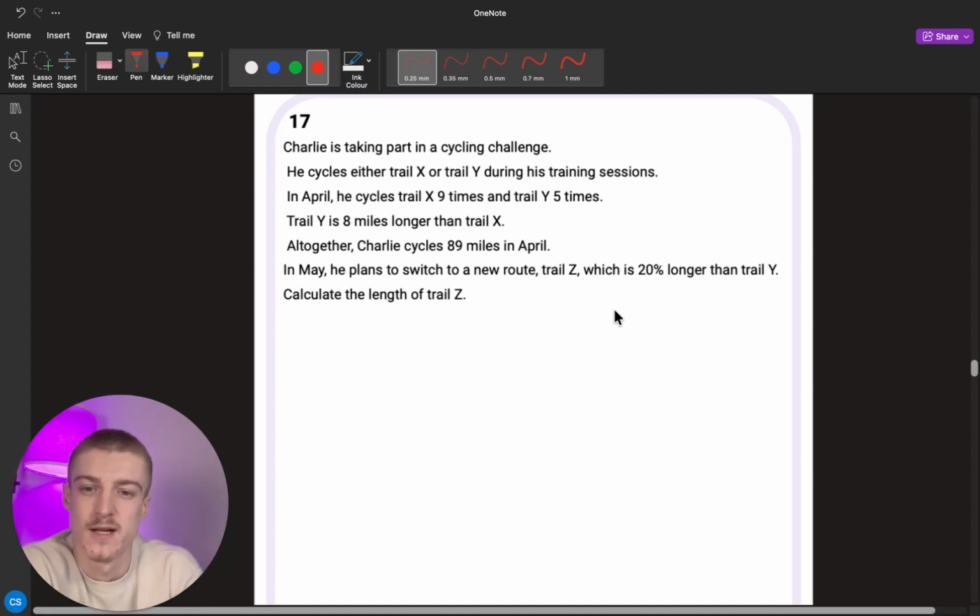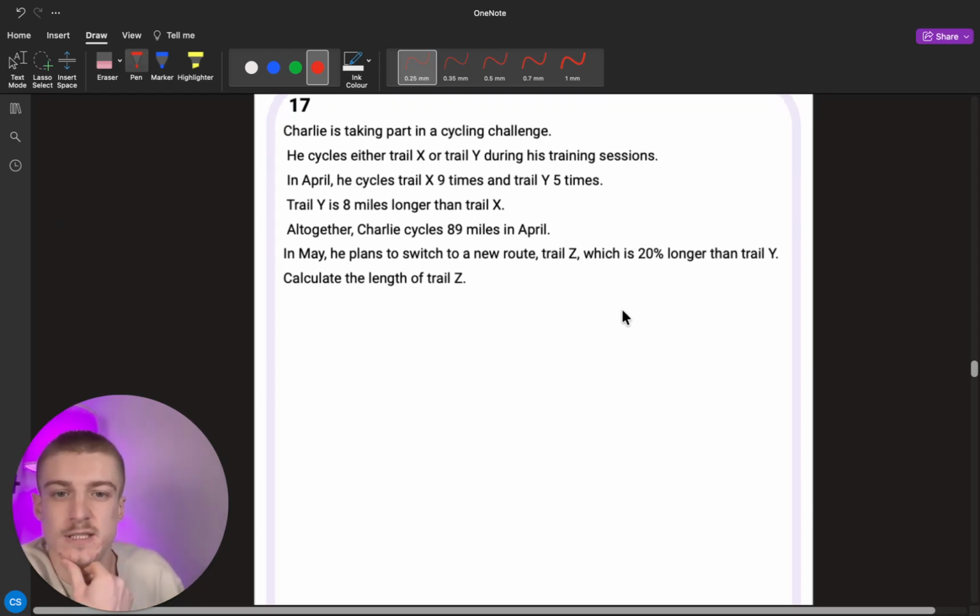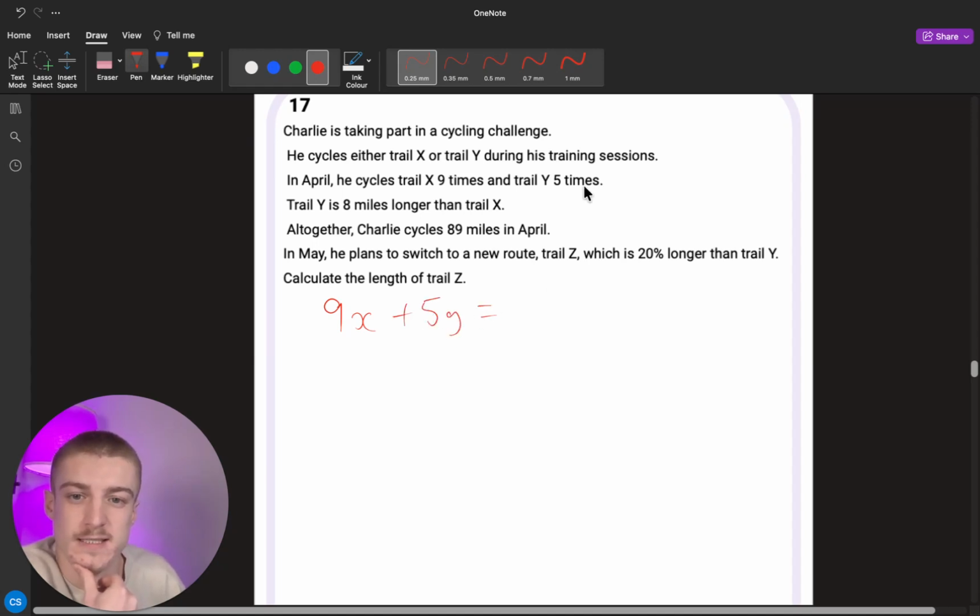X squared minus 3x plus 2, all over x minus 1, x minus 2. Again, running out of space.